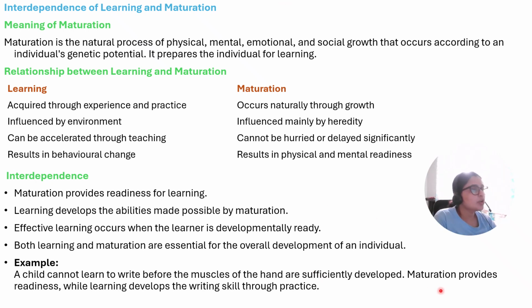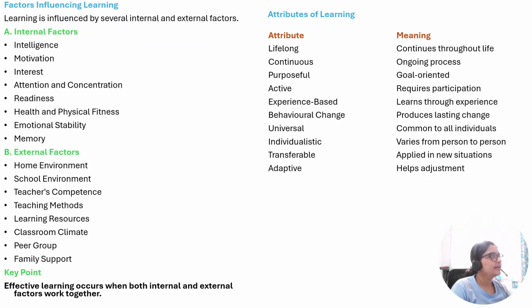So maturation provides readiness. That means maturation makes a person ready, while learning develops the writing skills through practice. Maturation is the readiness, and learning will enhance the writing skills through practice. Then, what are the factors that influence learning? There are many factors, which are mainly divided into internal and external factors.